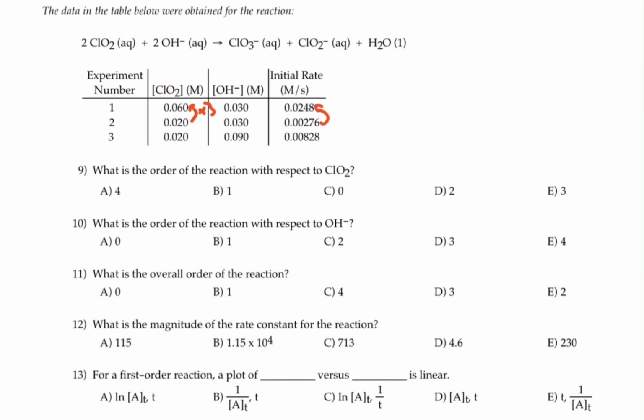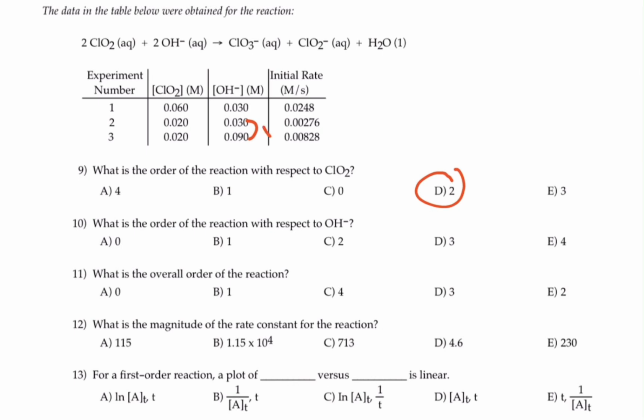Oh, I'm going to do the math. Okay, so I divided the 0.0248 by 0.00276, and I got around 9. So let's just say it multiplies by a factor of 9, and then we know that ClO2 is second order. Now it's asking for the order of OH minus, and we're going to take these 2 rows, because this one stays the same. ClO2 concentration stays the same, while the OH concentration changes.